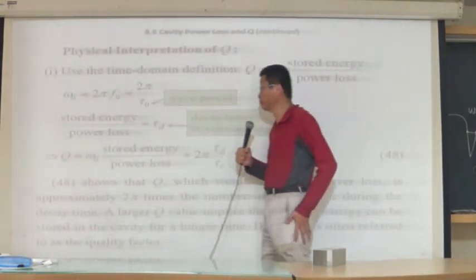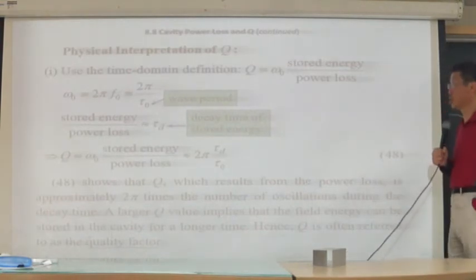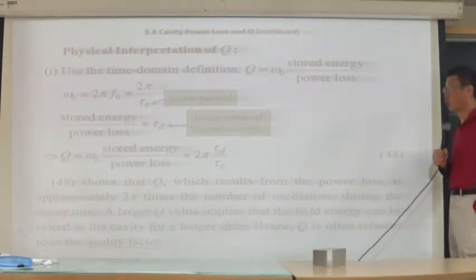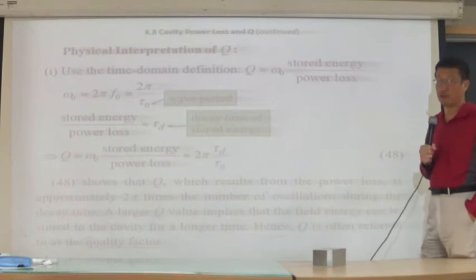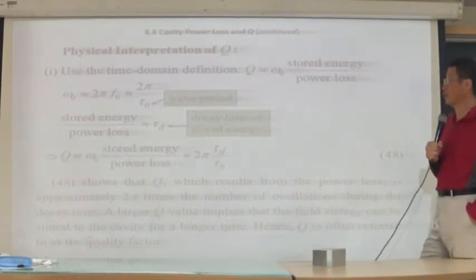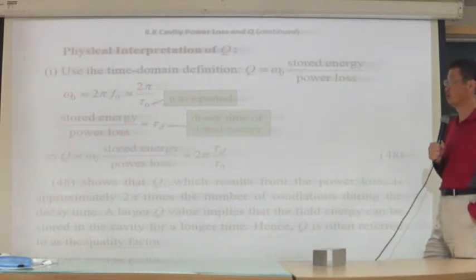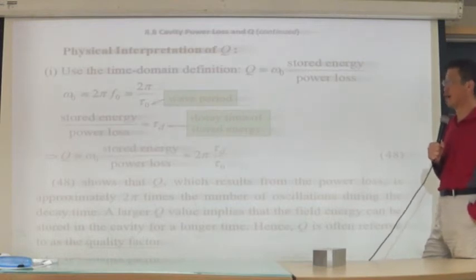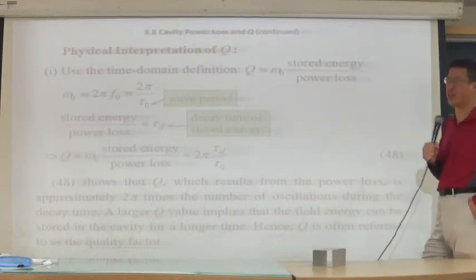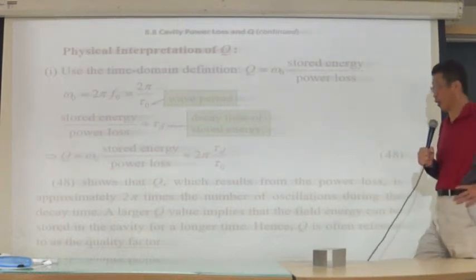Okay. So for the physical interpretation of Q, one is from the time domain. We know Q is omega 0, the resonance frequency, times the stored energy, divided by the power loss. So what is omega 0? It's 2 pi f0, where f0 is related to the wave period.